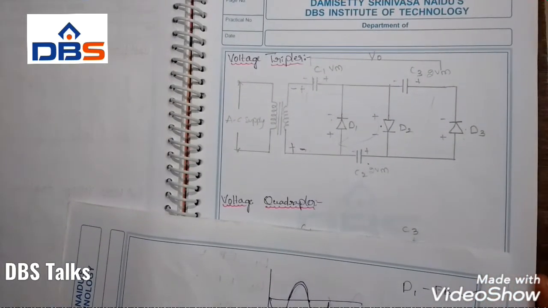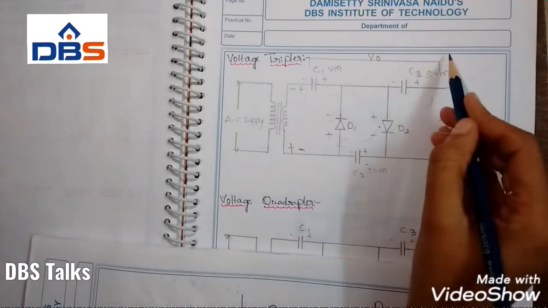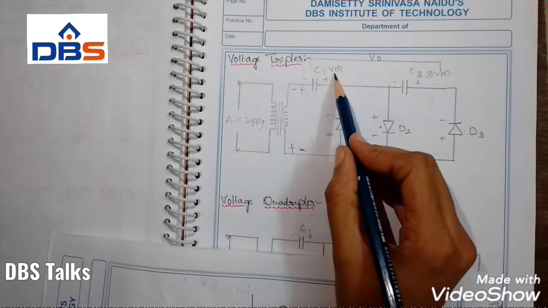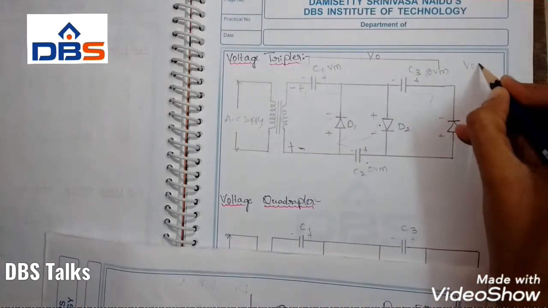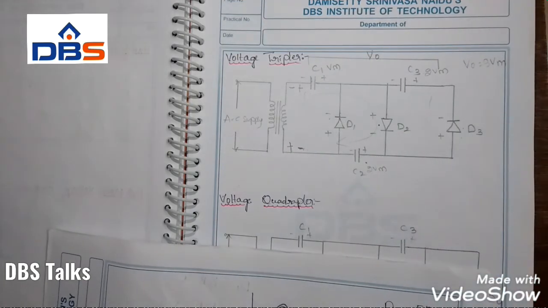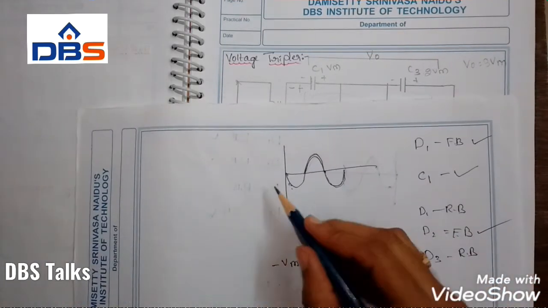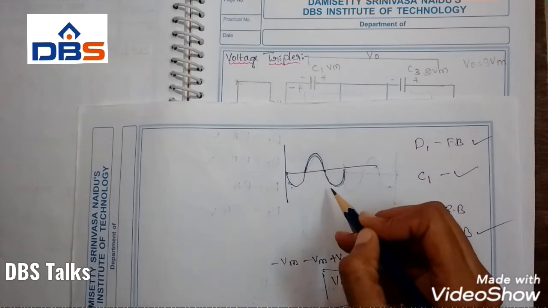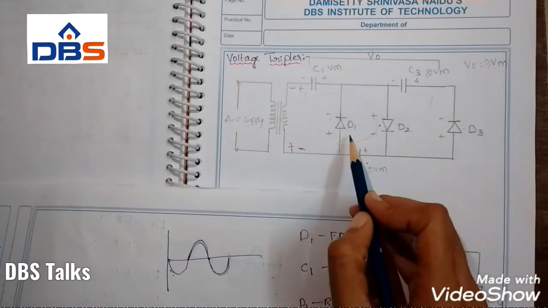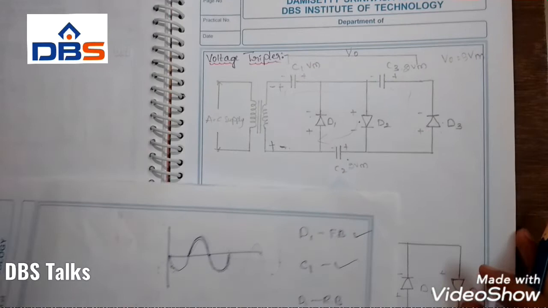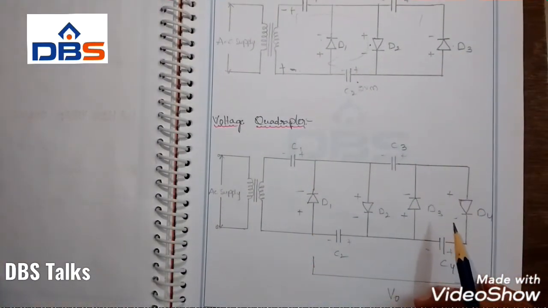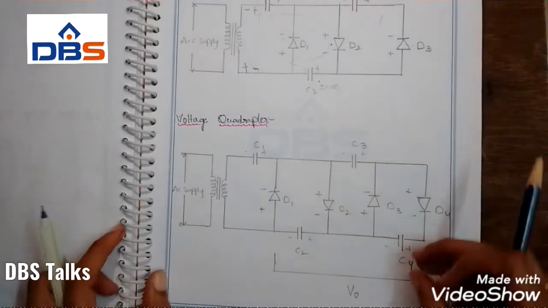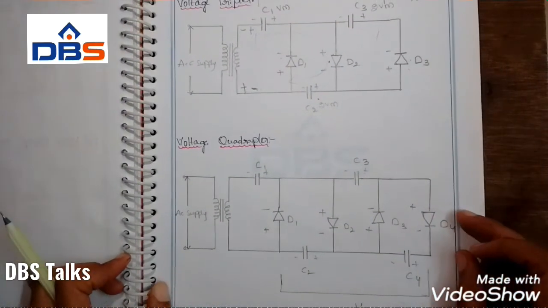We will take the output across C1 and C3. C1 is Vm and C3 is 2Vm. Totally we will get the output as 3Vm. Is it clear? Just apply the negative half cycle and positive half cycle and apply the KVL rule through the circuit. It will be easy to understand. Next, voltage quadrupler. Same operation. In addition, we are having just one capacitor and one diode.